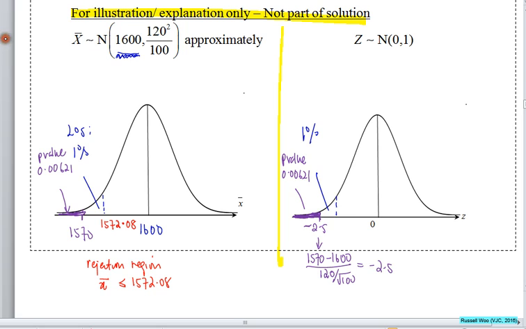Similarly, I can also calculate this inverse norm 0.01. I will get this value, minus 2.3263. Therefore, my rejection region is Z smaller or equals to minus 2.3263.